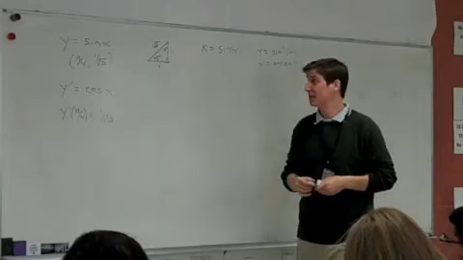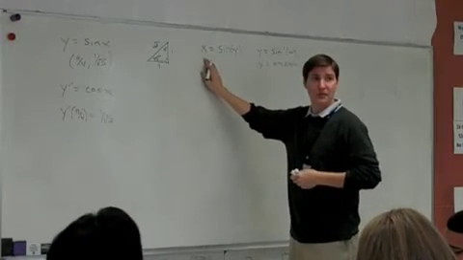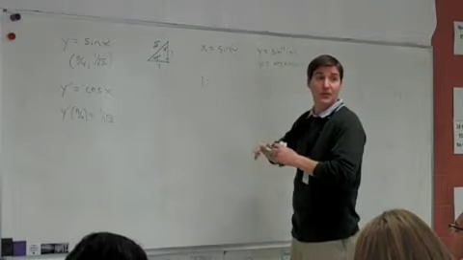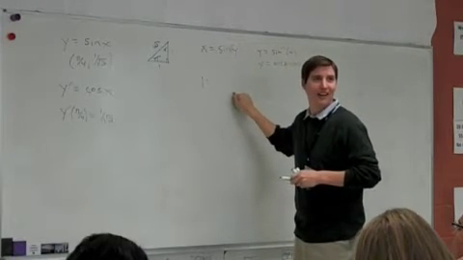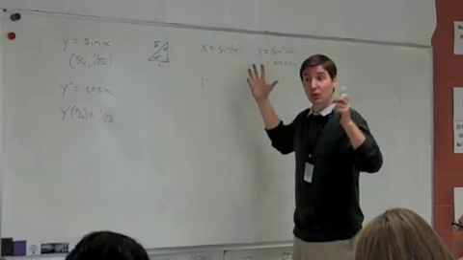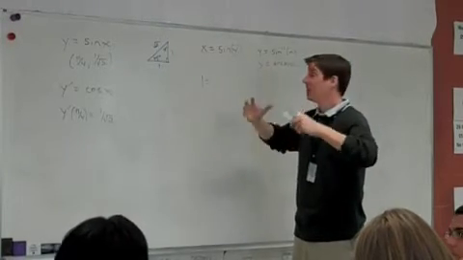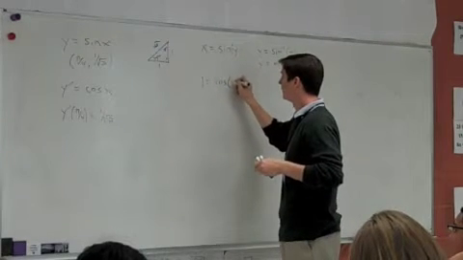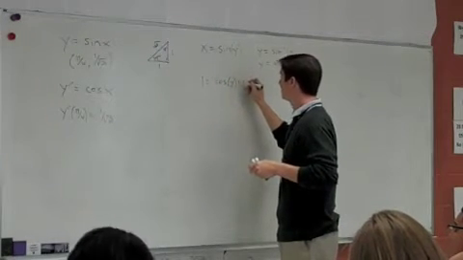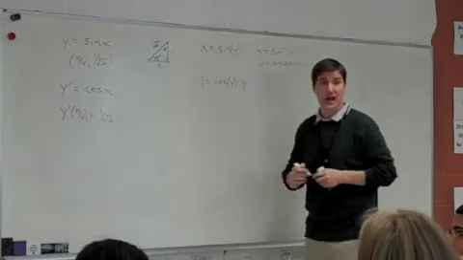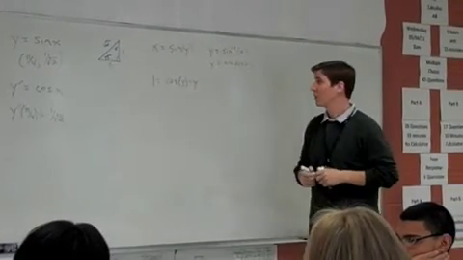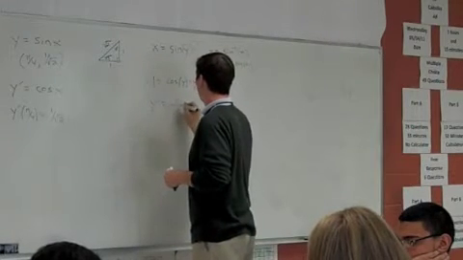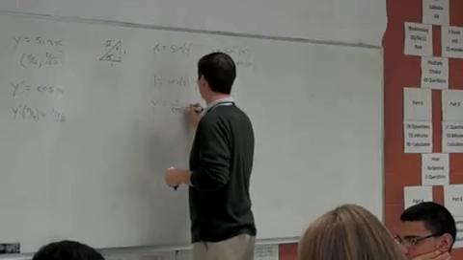Take d/dx of both sides. When I take d/dx of this side, what happens? I get 1. When I take d/dx of this side, what happens? Derivative outside in. The derivative of sine y is cosine, leave it alone, times the derivative of what's inside. Does that make sense? So y prime is equal to 1 over the cosine of y.